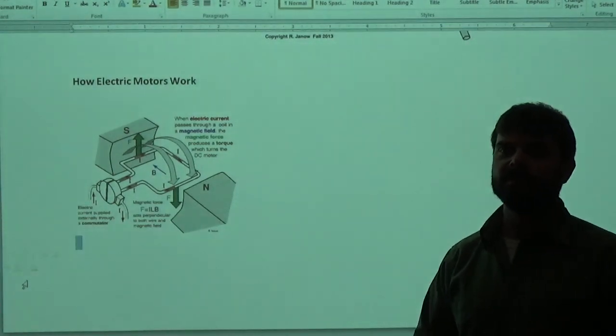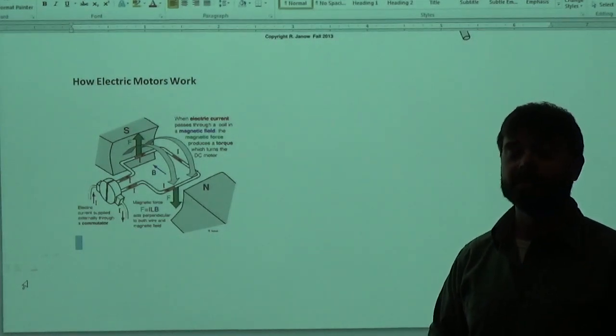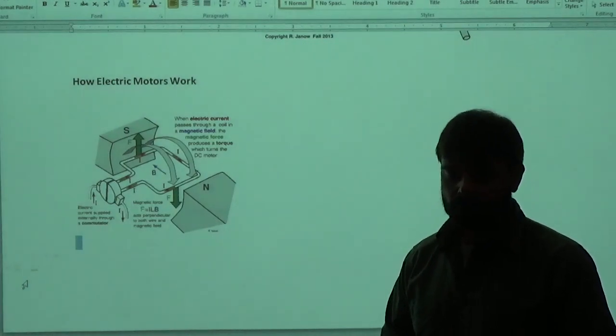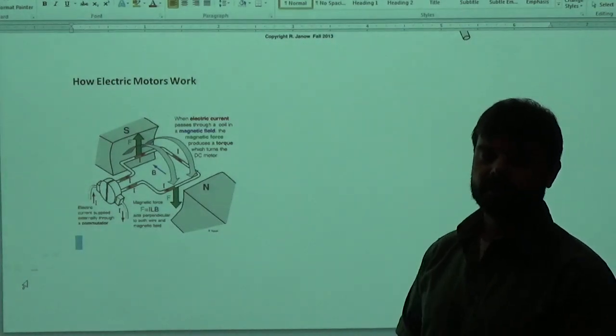We'll talk about brushless motors versus brushed motors and AC/DC motors and everything else. But that's kind of the overview for electricity, and stay tuned for more work to come.